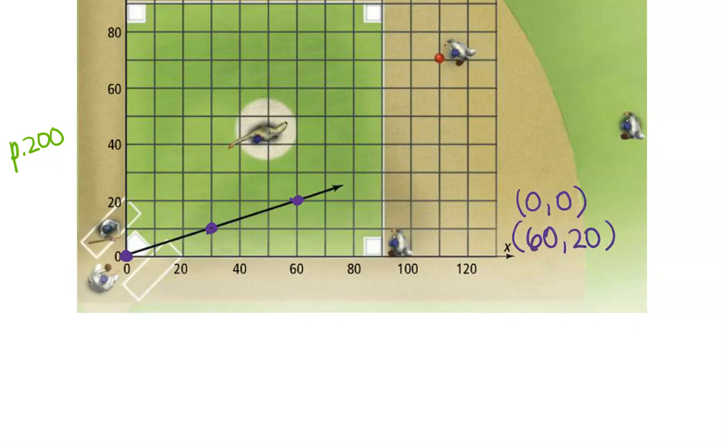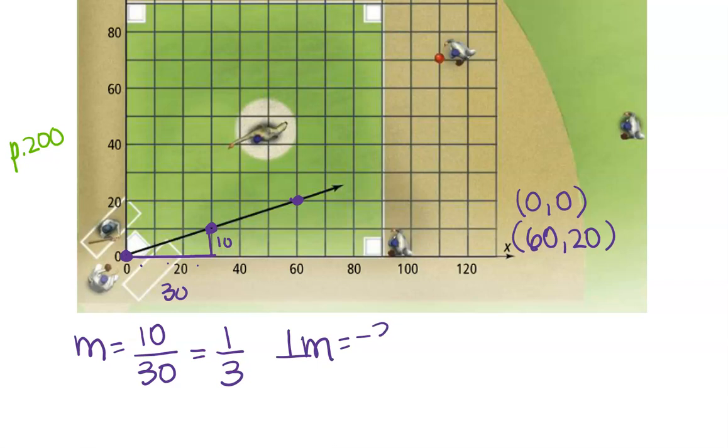If you wanted to use the formula, you could certainly do that. If you use the triangle, be careful on this one because these are not units of 1. These are going by tens, so 10, 20, 30. And the other is going by tens as well. So the slope is 10 over 30, and it is positive, which would be 1/3. My perpendicular slope would be -3 because you flip it over and change the sign.